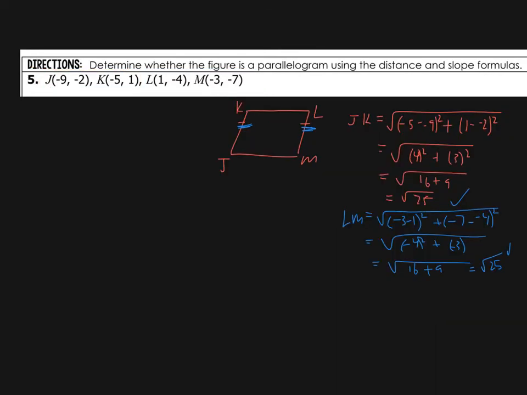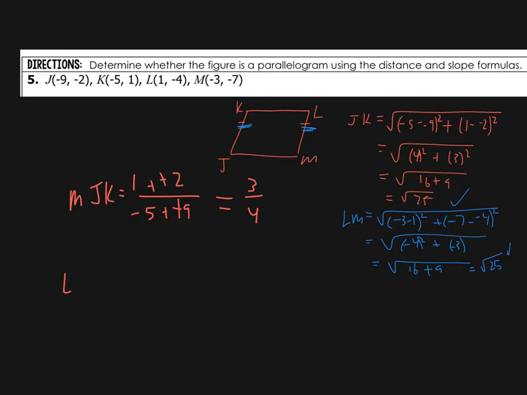Now let's not forget that I'm still working with JK, so I have the slope of JK is going to be equal to the difference of the y's, so 1 minus a negative 2, and then the difference of the x's, negative 5 minus a negative 9, which is equal to 1 plus 2, which is 3, over 5 plus 9, which is 4. So 3/4 is the slope of JK.